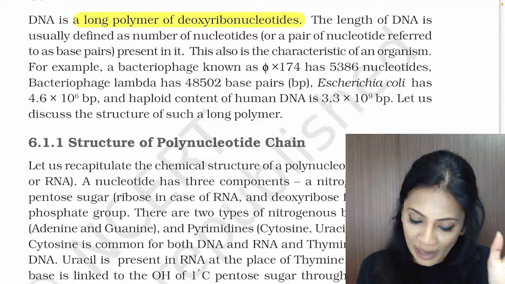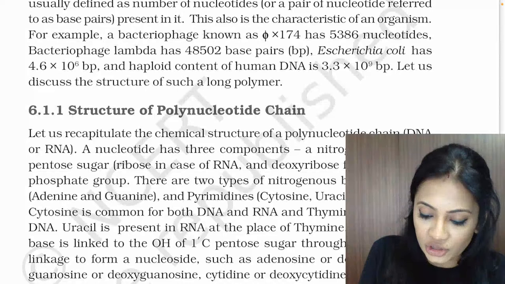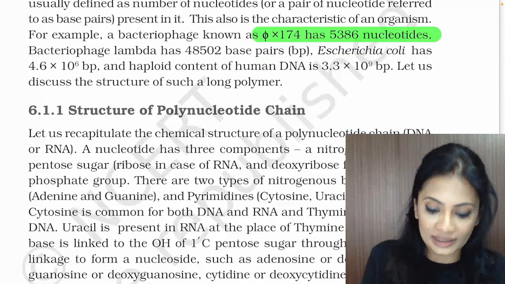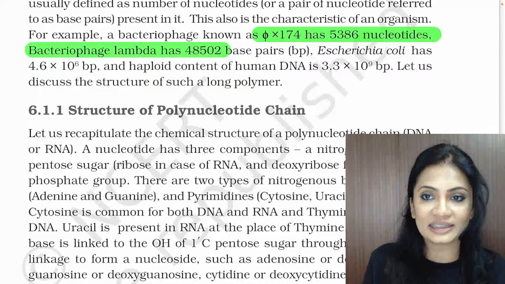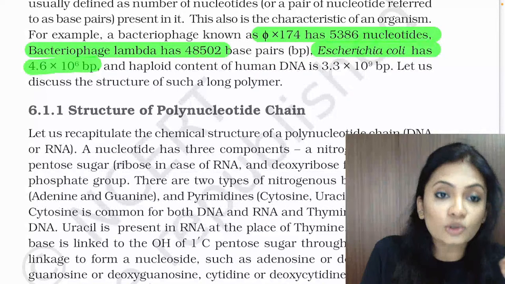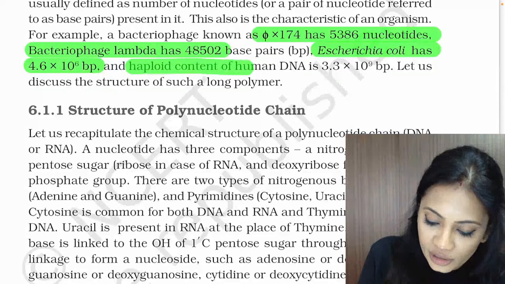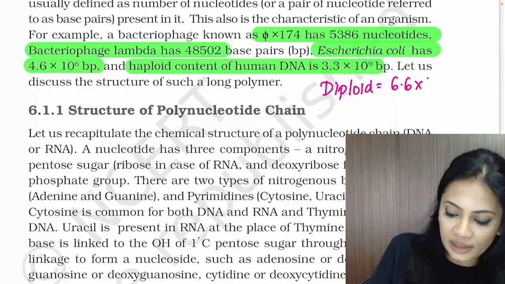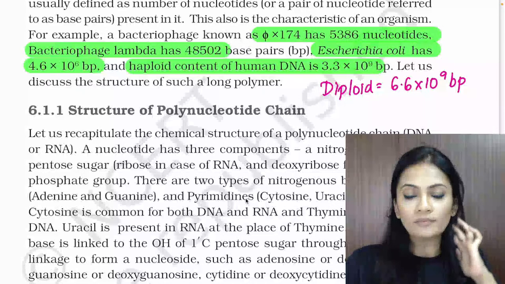Characteristics of an organism. Bacteriophage phi X 174 has 5386 nucleotides. Bacteriophage lambda has 48502 base pairs. E. coli has 4.6 into 10 raised to 6. And haploid human is 3.3 into 10 raised to 9 base pairs. So that means diploid is going to be 6.6 into 10 raised to 9 base pairs. That is diploid. Yes or no? That is going to be the diploid content.